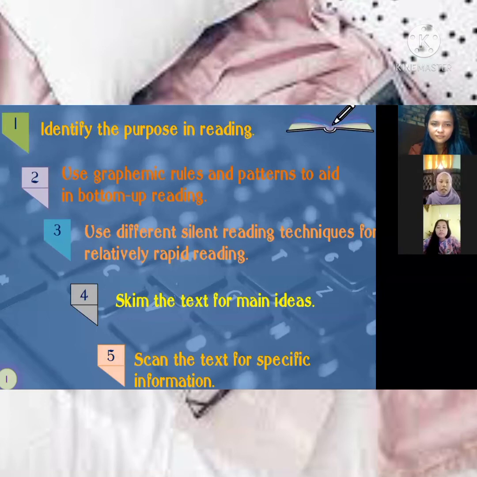The first, identify the purpose in reading. Use graphemic rules and patterns to aid in bottom-up reading. Use different silent reading techniques for relatively rapid reading. Skim the text for main idea. Scan the text for specific information.